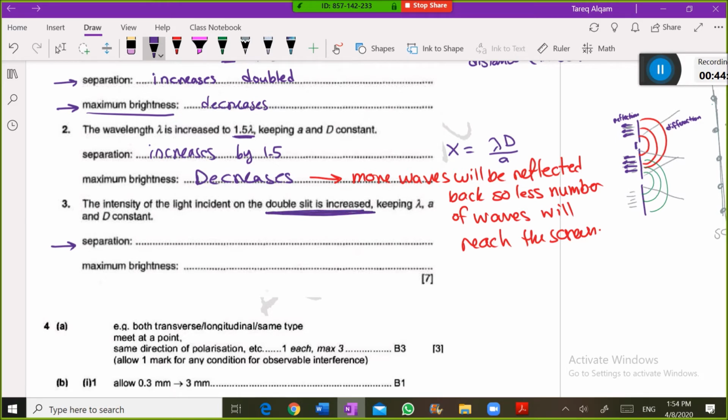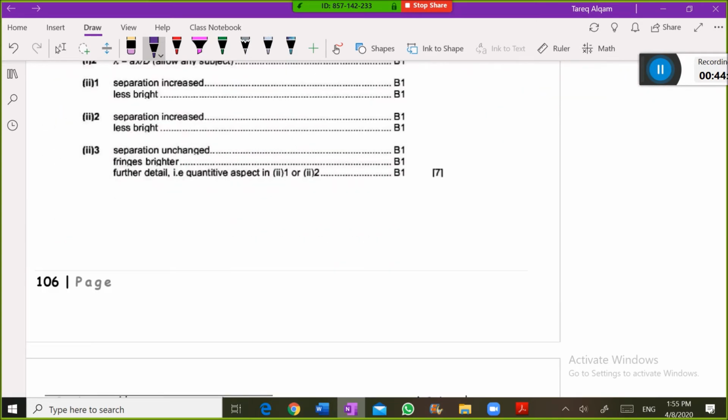شو بصير بالseparation؟ Nothing. ليه؟ لأنه x equals ايش؟ Lambda D over a. هاي الإيكويجن ما فيها intensity. شو بصير بالماكسيمم برايتنس؟ Increases أكيد، ما احنا زدنا الانتنسيتي، البرايتنس ايش؟ Increases. Is that clear guys?